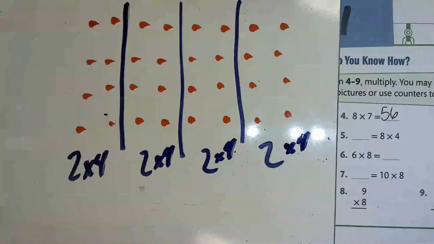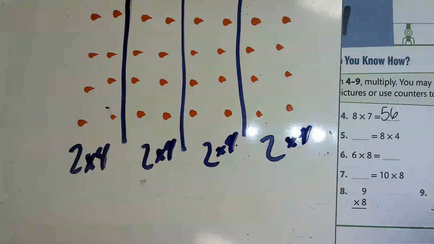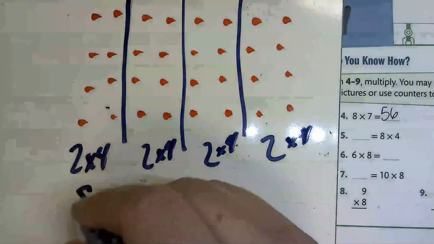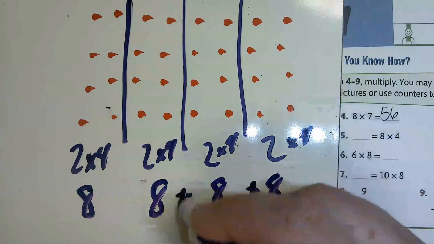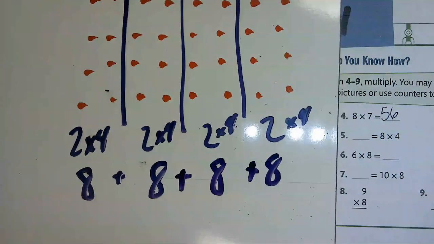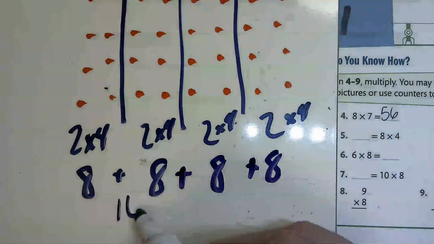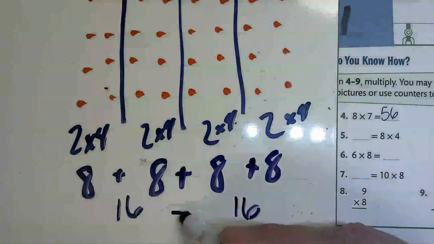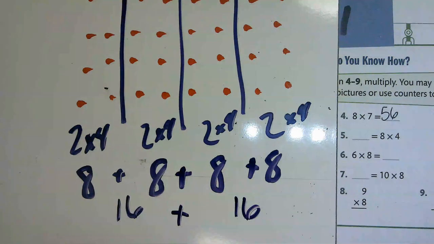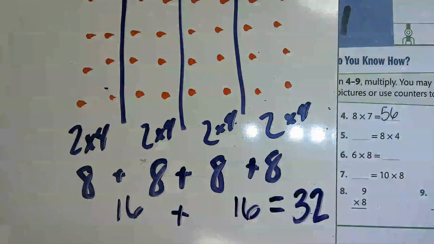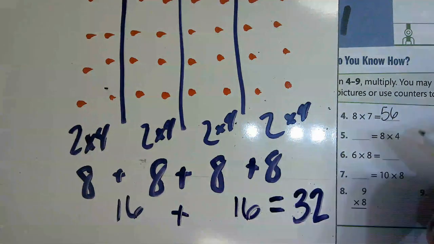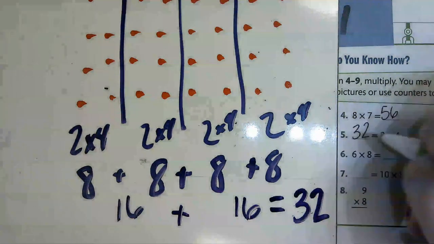Now that I've got that, what is 2 times 4? Well, 2 times 4 is 8. So each of these is going to be an 8, and now I can add them together. 8 plus 8 is 16. That means this is 16, and now I add those together. 16 plus 16 equals 32. So 8 times 4 is going to be 32.